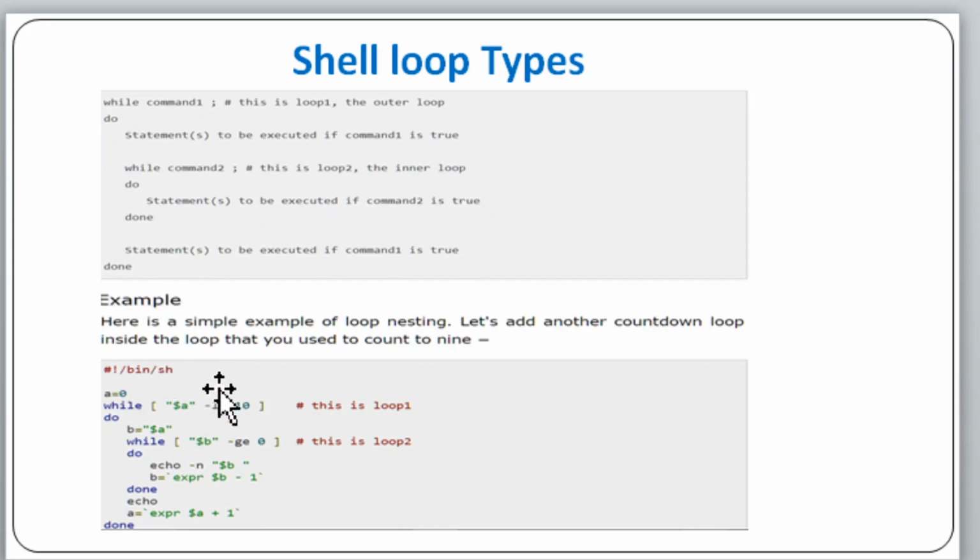So we have our hash bang, and we have the variable a equals 0. So while a is less than 10, do b equals the value of a. And while b is greater than 0, do echo the value of b, so the variable b. And we set b equal to variable b minus 1. Done. And then we set a equals expression variable a plus 1. And done.